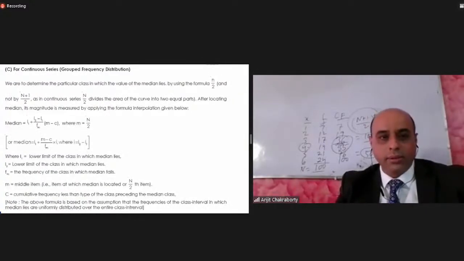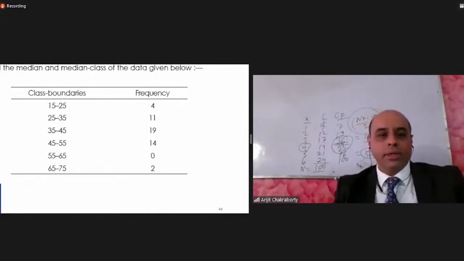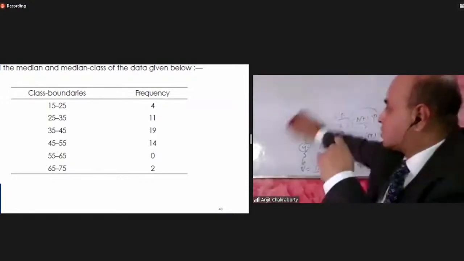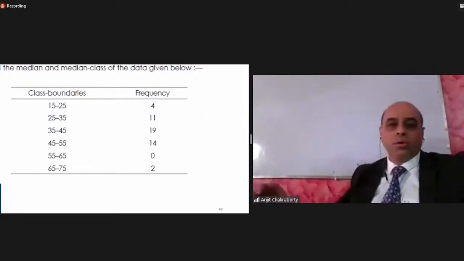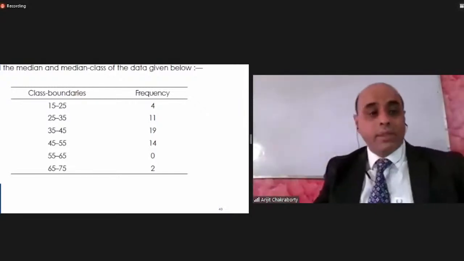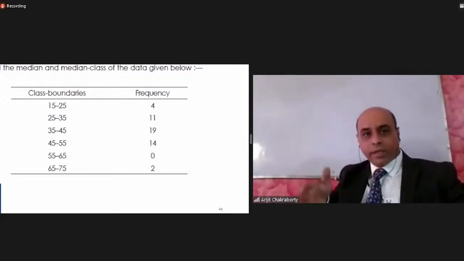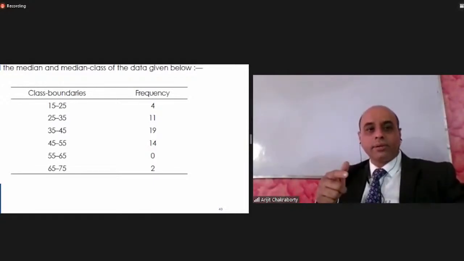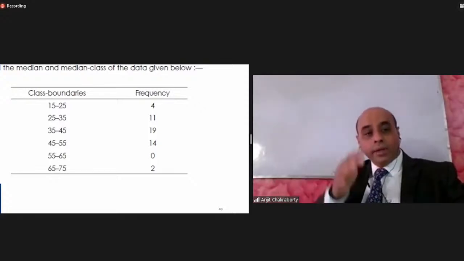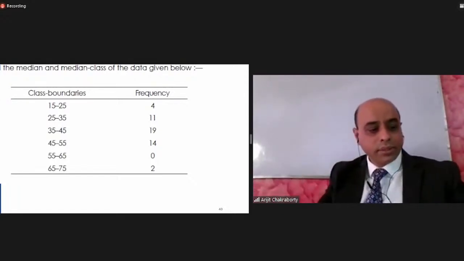Now let us look at the formula which we use. Find the median and median class of the data given below. Let us look at the working out and then we will tally it with the answer. This is a small simple formula which we need to know for finding out the median when you are getting this type of class boundary. You can see 15 to 25, 25 to 35, it is continuous. There is no break. It is not discrete. If it was discrete, then it would have been something like 15 to 24, 25 to 29, 30 to 34, like this.